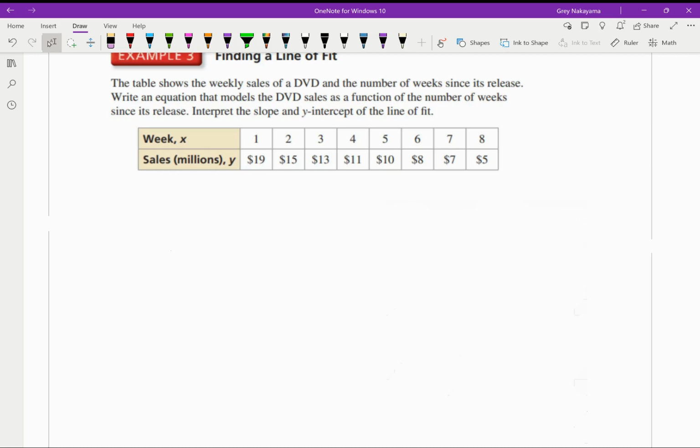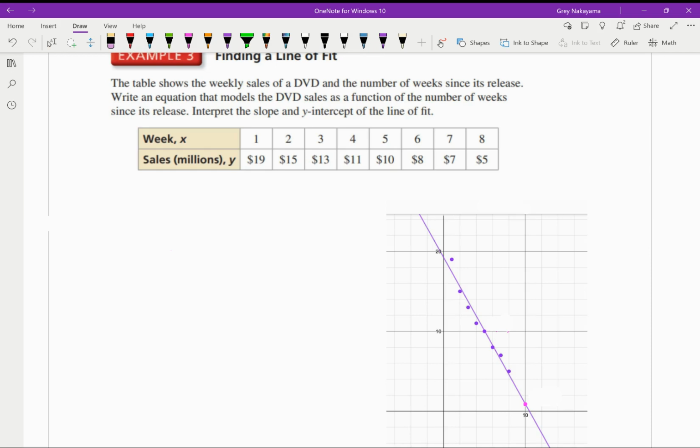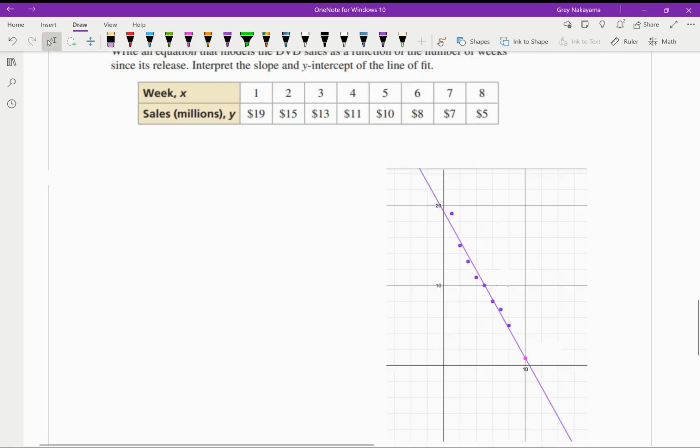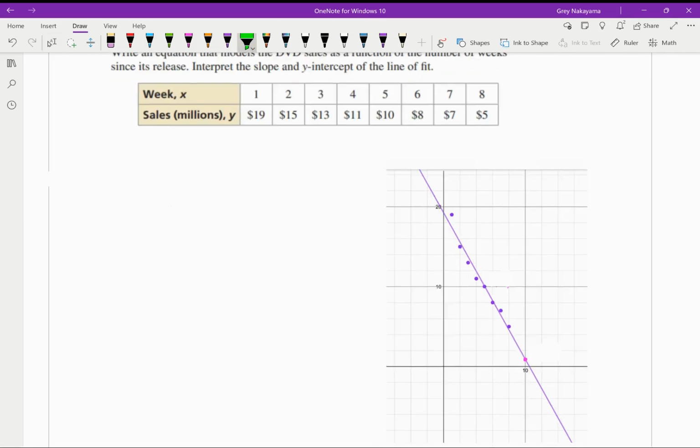Interpret the slope and y-intercept of the line of fit. What you do first is plot the points. Then you're going to draw a line that you think most closely resembles this data. And then the next thing you're supposed to do is write an equation of the line.